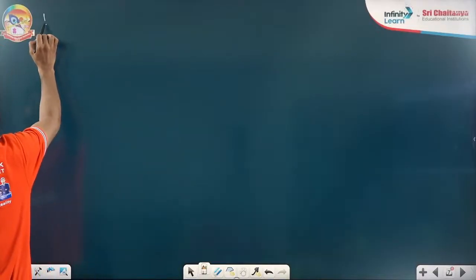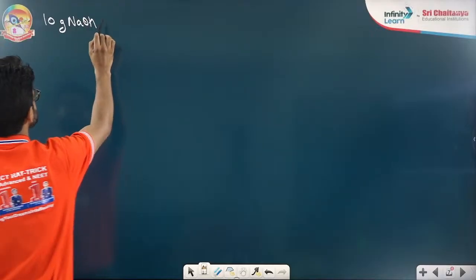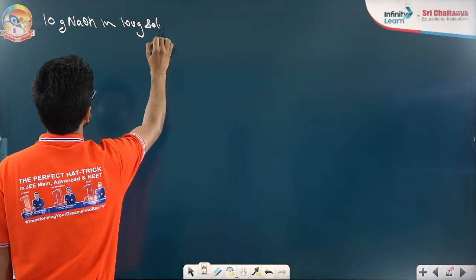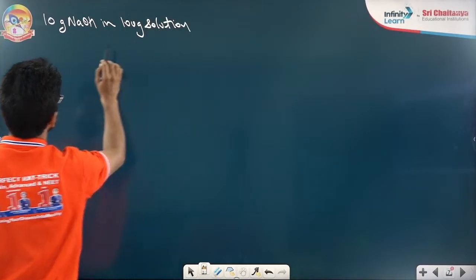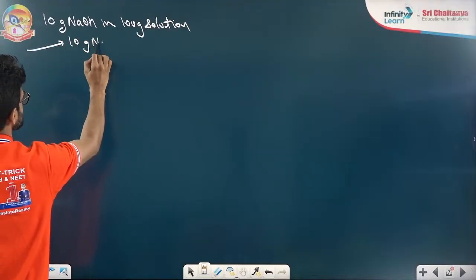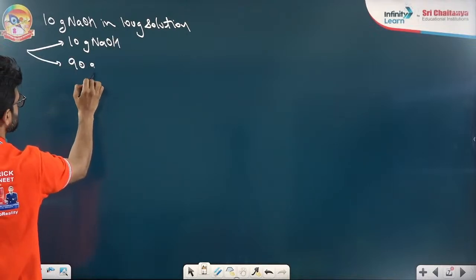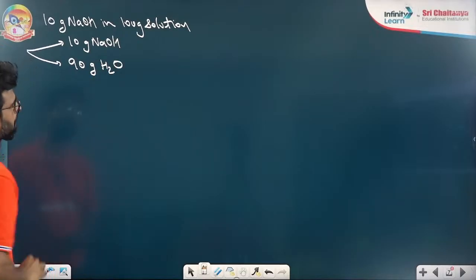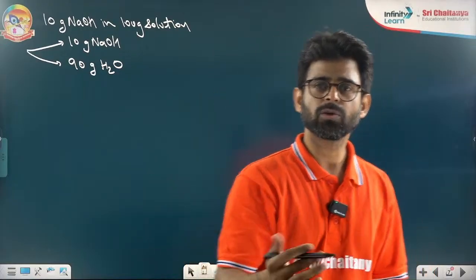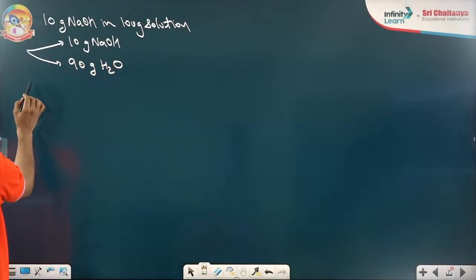From the above given question, we can understand that we are having 10 gram NaOH in 100 gram of what? Solution. Right? I can say from here that we have 10 gram NaOH. Total 100 gram solution means 90 gram is what? 90 gram is water. Total is 100 gram solution, so 10 gram solute, so 90 gram solvent. Right?